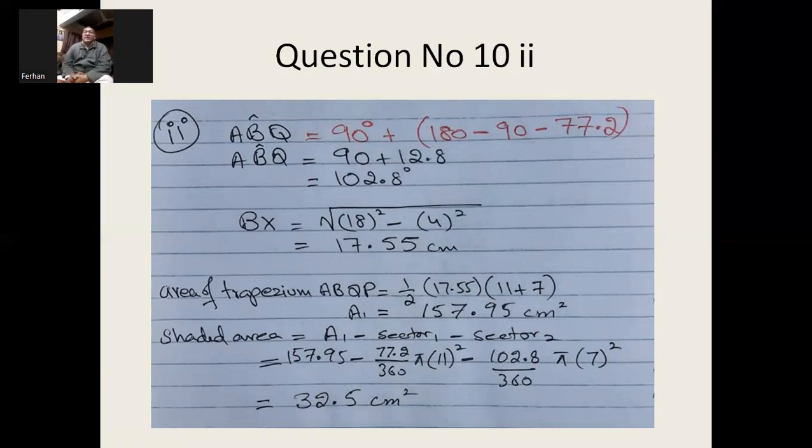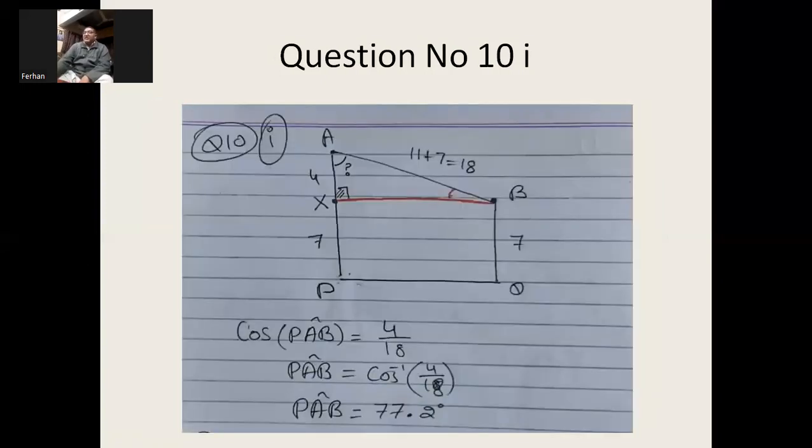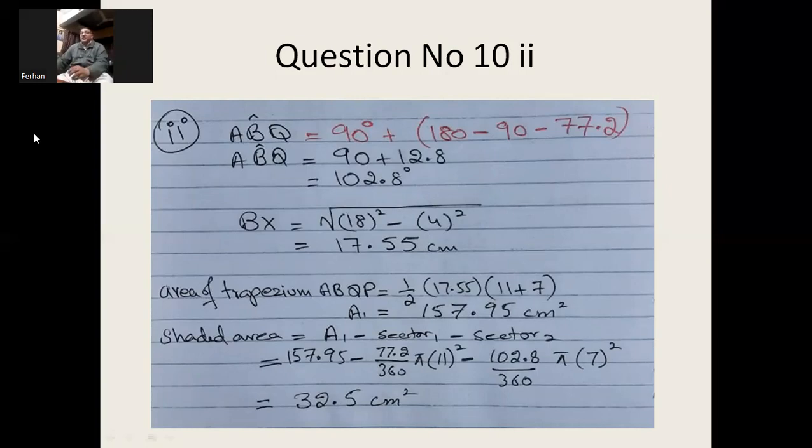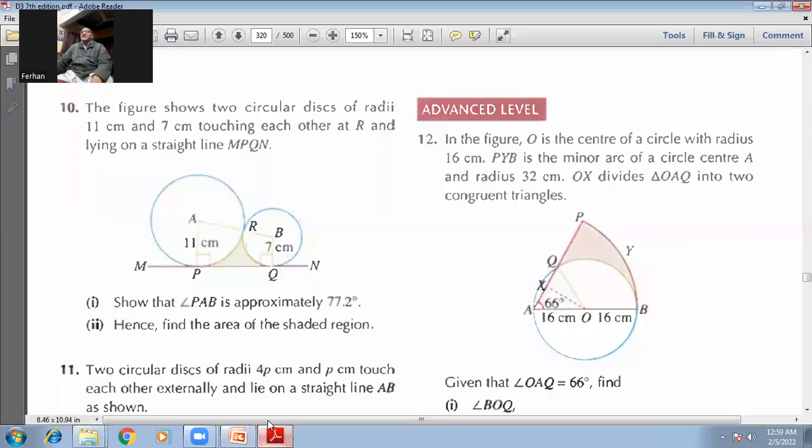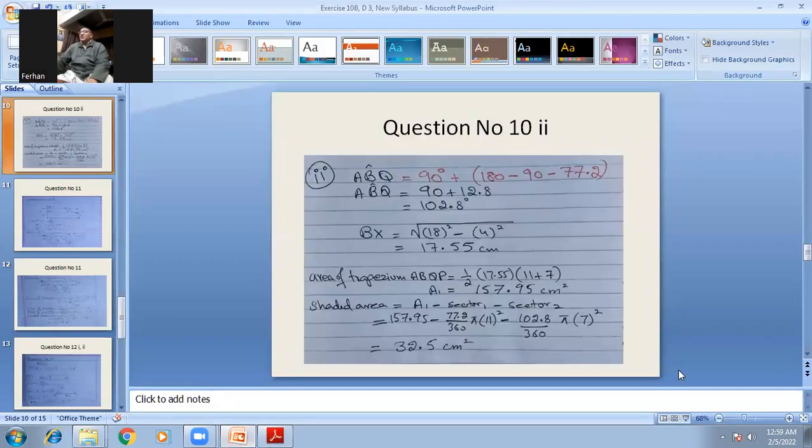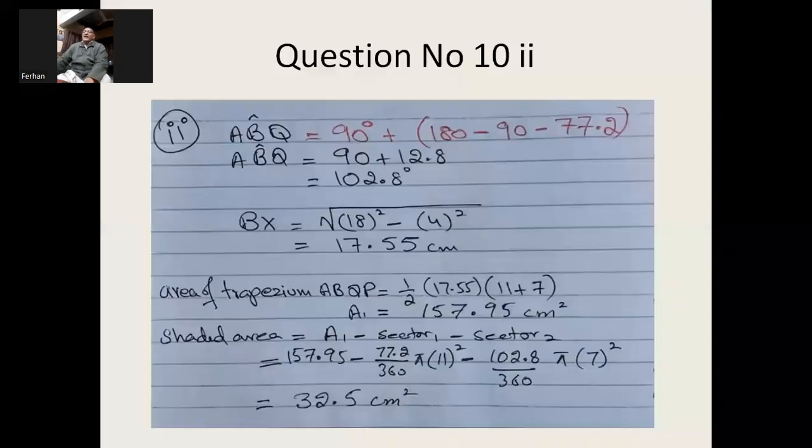Then I will try to find out the shaded area. The shaded area will be the area of the trapezium, subtract the area of the big sector and the area of the small sector. Let me show you. This strategy is basically this. We will find the area of this whole trapezium. From that, I will subtract the area of this sector, and I will subtract the area of this sector. So that is the strategy. Okay, so we will have area 1 minus sector 1 minus sector 2.